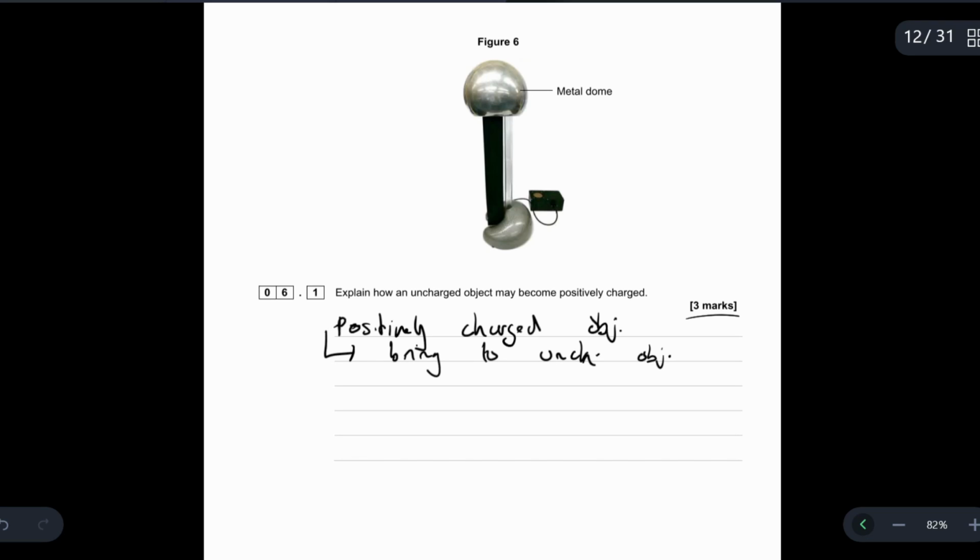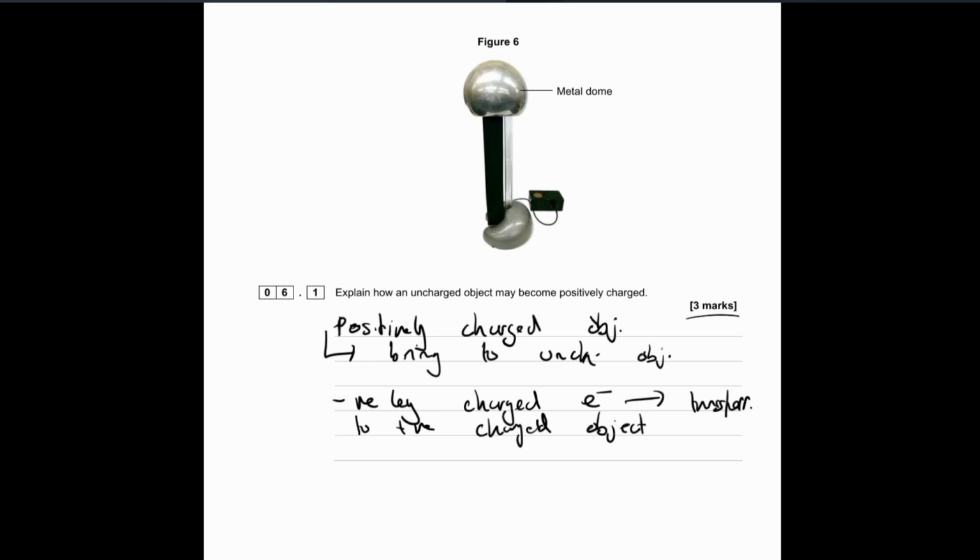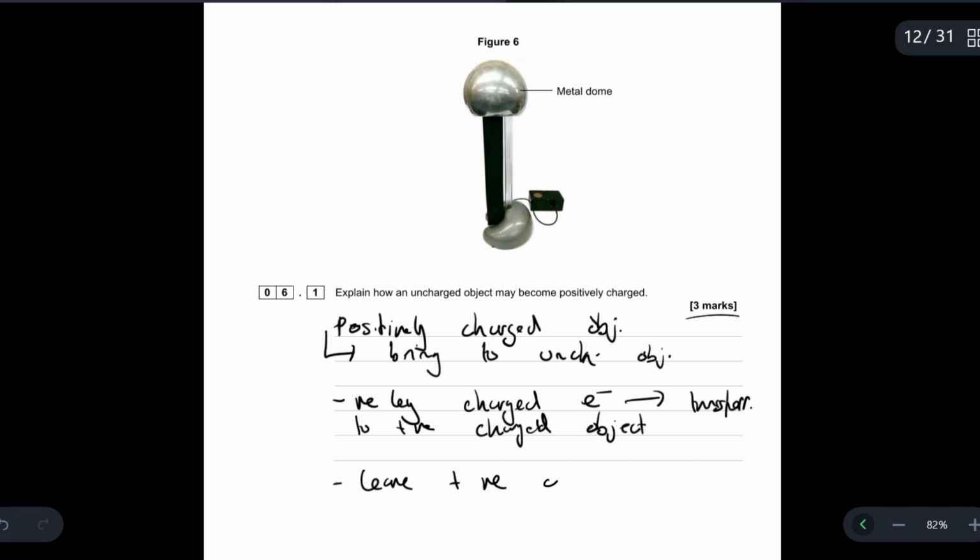Okay, so what's going to happen when you bring that positively charged object to the uncharged object is you're going to end up transferring the electrons. So essentially, you've got negatively charged electrons, and they're going to be transferred to our positively charged object. So when you do that, you're essentially transferring away the negative charge from the neutral object to your positively charged object, and there you will leave a positively charged object.